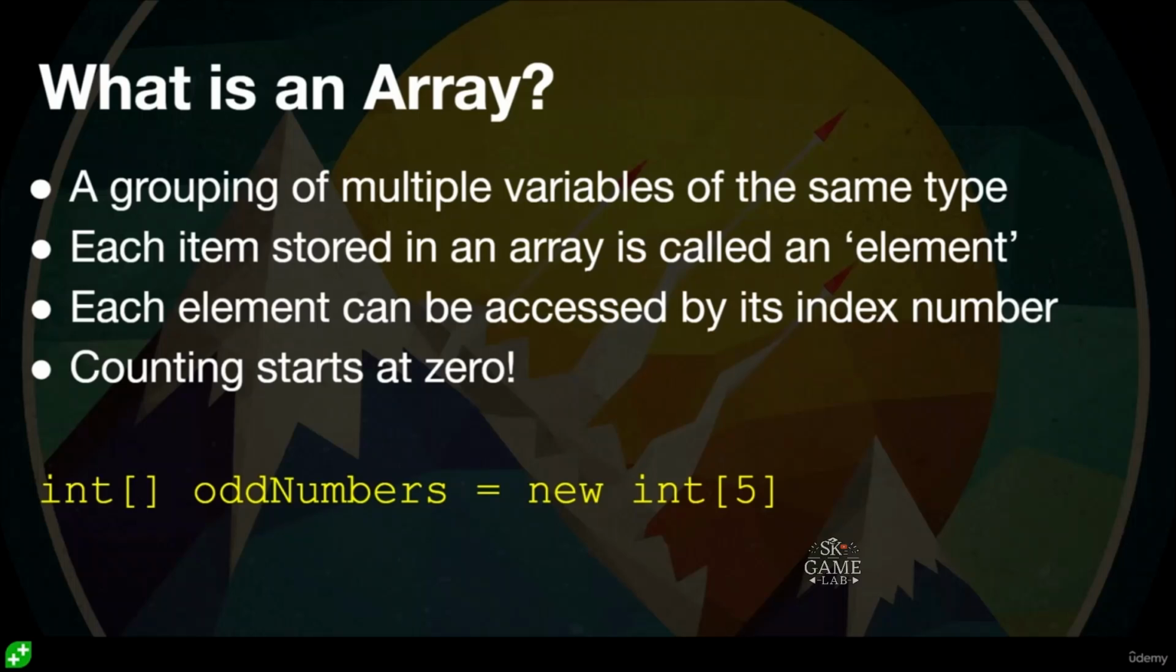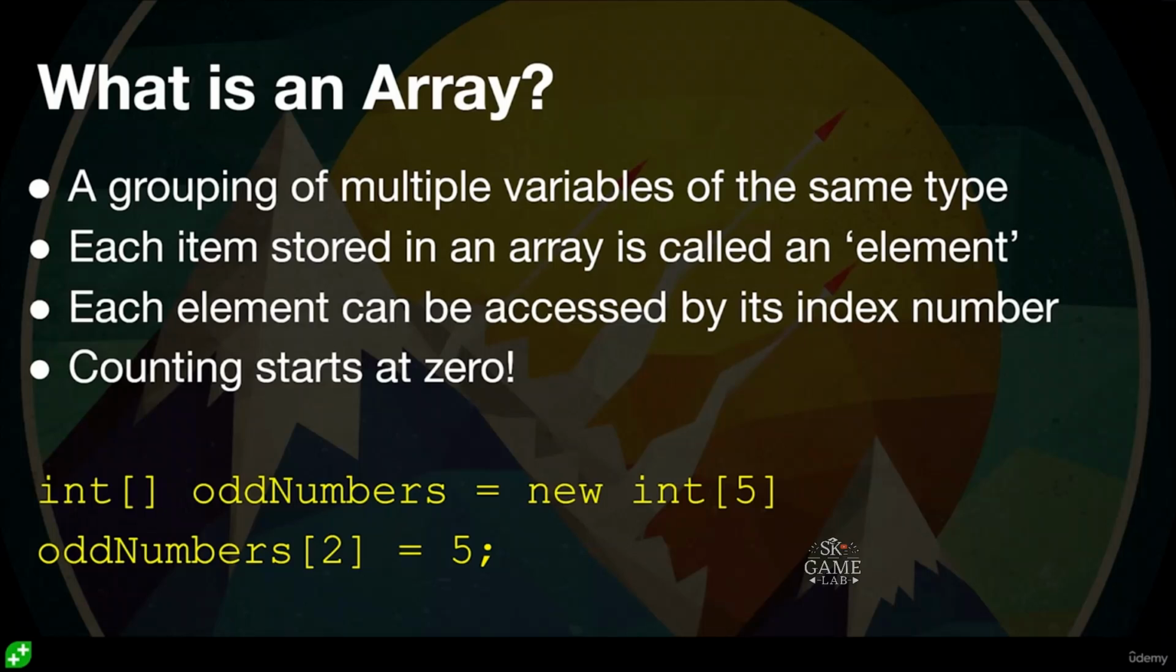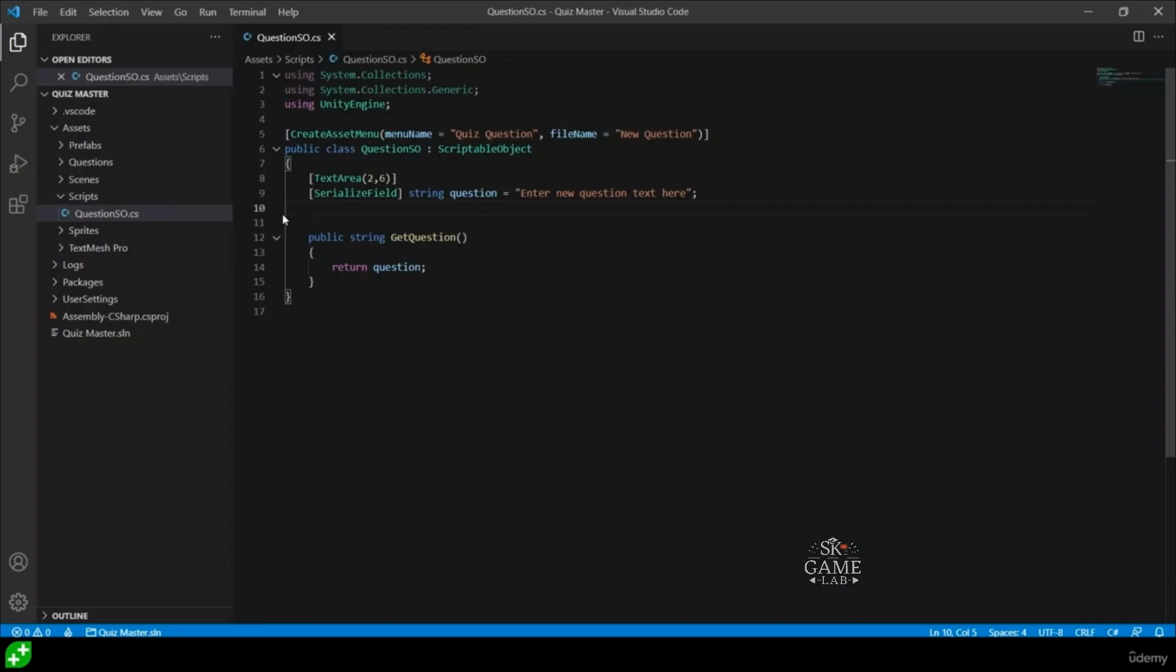And then later on, we might access one of those elements by its index number, and then change that the same way we might change a regular old integer. So let's jump over into our scriptable object now and see these arrays in action.